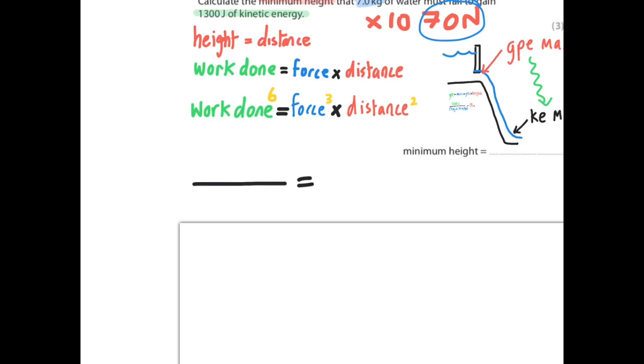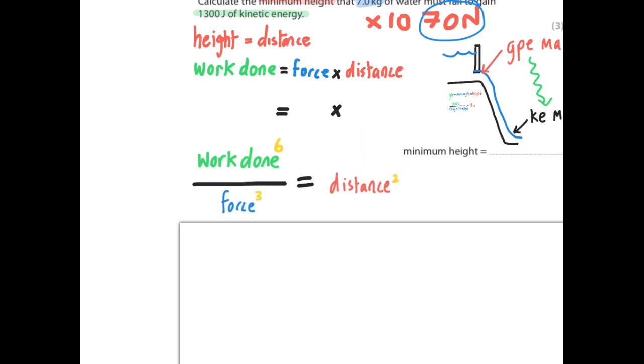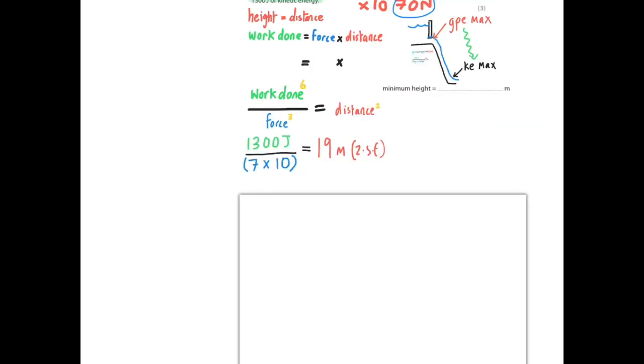So we want to work out distance here, and we've got 6, 3 and 2. What would we do with these numbers to make 2? Well, 6 divided by 3 would be 2. So work done divided by force will give me distance. So finally, 1,300 joules divided by force, which is 7 times 10, which is 70, because of the gravitational field strength, will give me 19 meters to two significant figures.